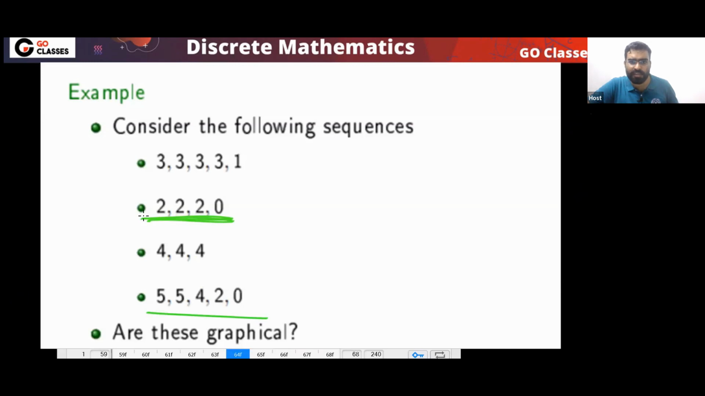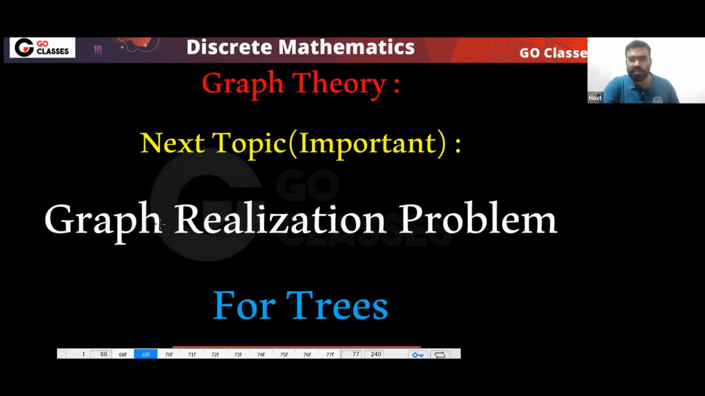So which of them is graphic? The answer is only this one. So this is clear. Havel Hakimi is a very simple theorem. Just do it recursively.